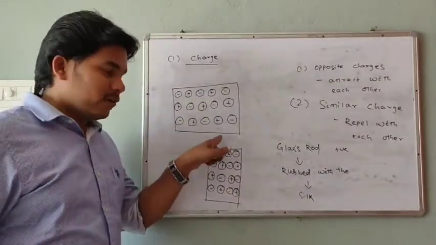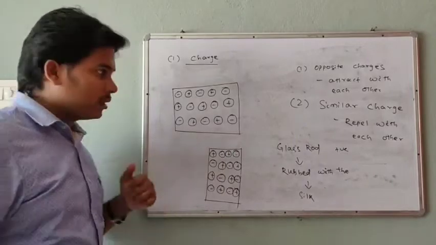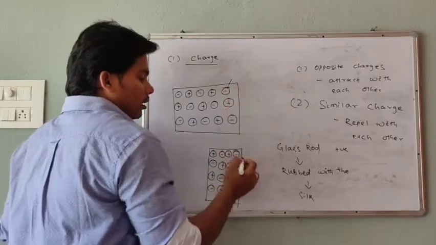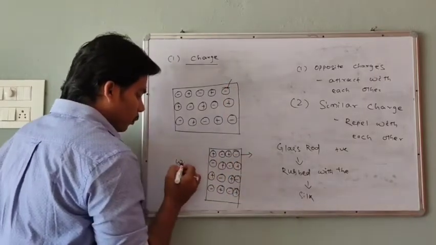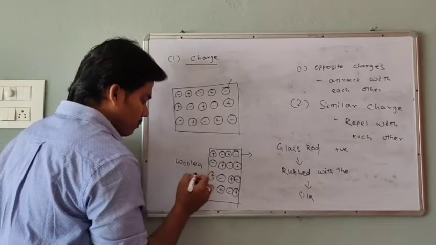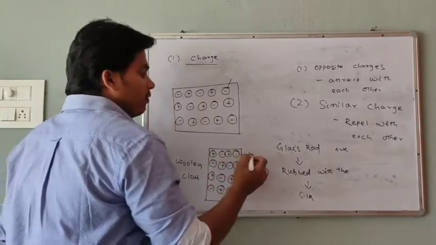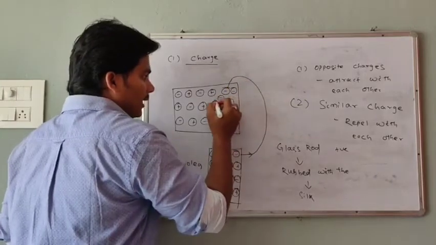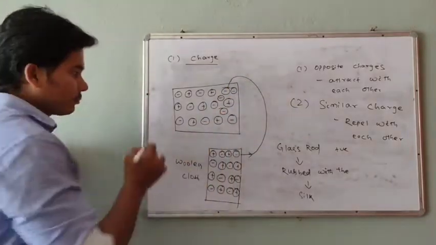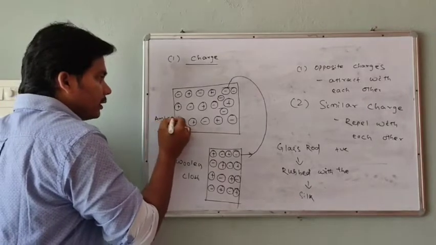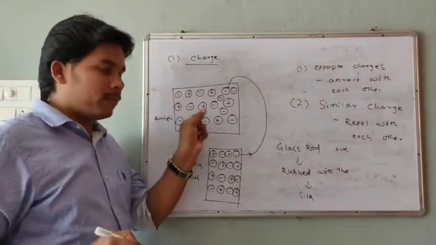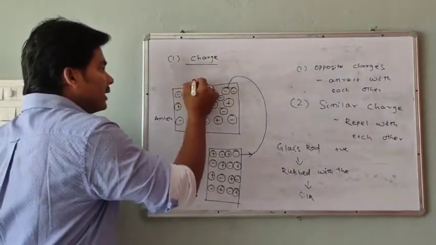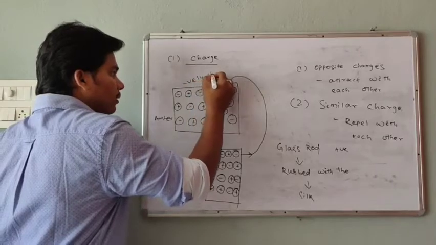But when both are rubbed with each other, what will happen? Some of the negative charges from the woolen cloth will enter into the amber. Then the number of negative charges in the amber is more than the positive charges. This becomes a negatively charged body.